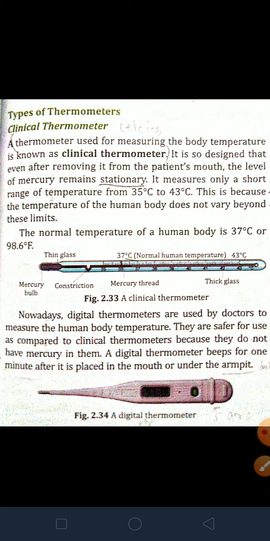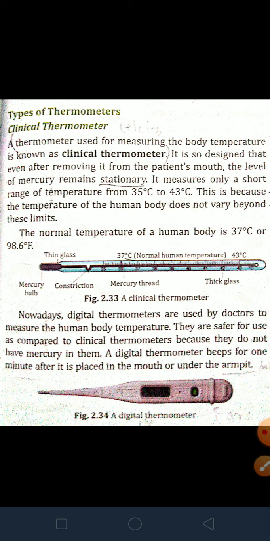The normal temperature of a human body is 37 degrees centigrade or 98.6 degrees Fahrenheit. So children, remember it. It is an important point. The normal temperature of the human body is 37 degrees centigrade on the Celsius scale, and on the Fahrenheit scale it is 98.6 degrees Fahrenheit. Here the figure of the clinical thermometer is given. I hope all of you have seen this type of thermometer.